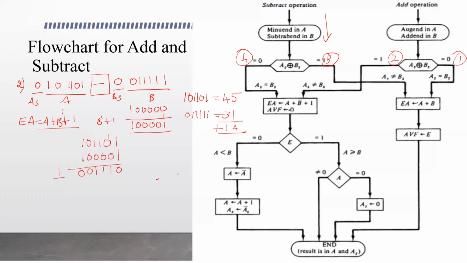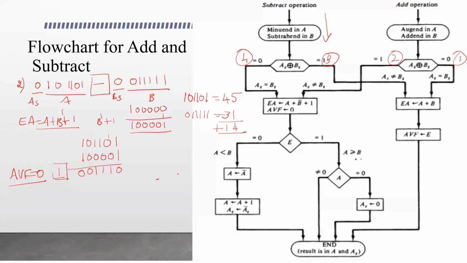Okay, as it is subtraction, look at the flow chart here. We perform this operation A plus B complement, and we set AVF as 0. Okay, there is no overflow here. As it is subtraction, by default AVF is set as 0. And the next step is we check the carry, E. If E is 1, okay, here the value of E is 1. That means A is greater than B. So when we perform subtraction, if A is greater than B, performing A plus 2's complement of B is correct. Okay, so we consider this A as the result.